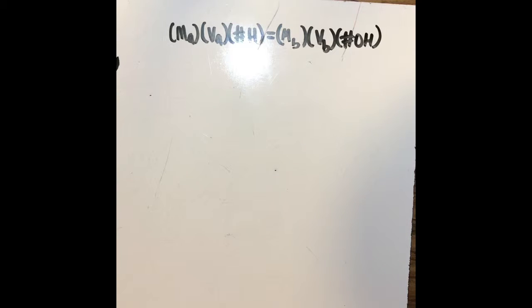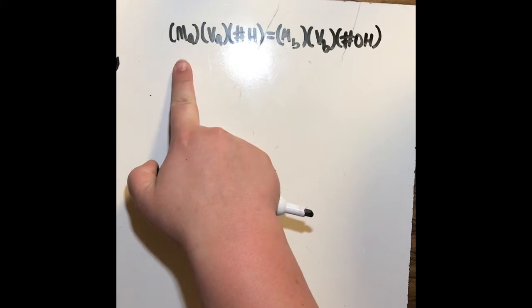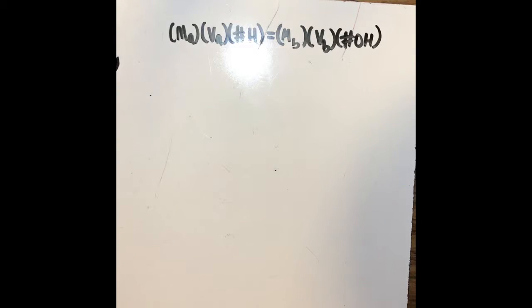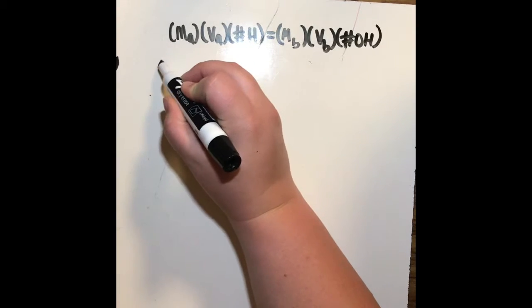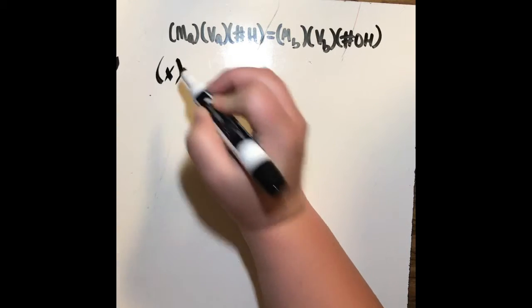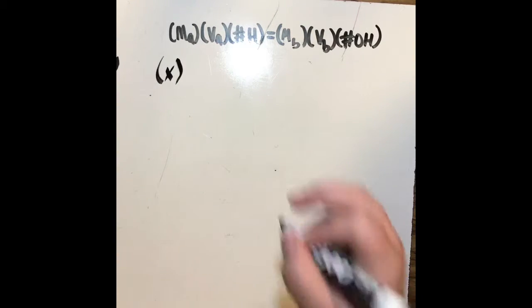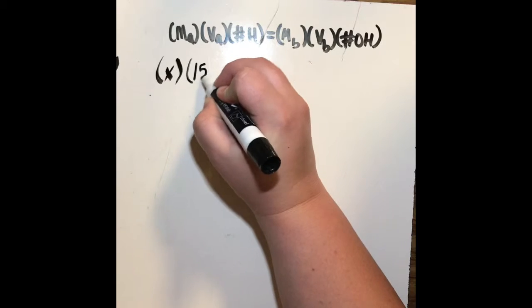Since it's asking what is the molarity of the acid, we don't know Ma, because Ma is the molarity of the acid. So we're going to figure out the rest of the numbers. It says 15 milliliters of H2SO4. Since all of our acids start with an H, that tells me we have 15 milliliters of our acid. So we don't know Ma, but we do have Va, which is 15.